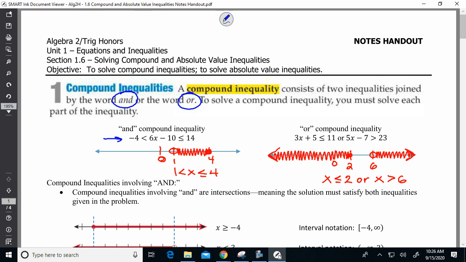"Or" inequalities are very easy to tell. It has the word "or" in it. So, with "or" inequalities, when you have the answer, it looks like there are two separate answers. When you have the graph, it looks like there are two separate graphs, both of them going in opposite directions. So, in general, that's what an "and" inequality and an "or" inequality look like. Now we'll delve into both of them individually.